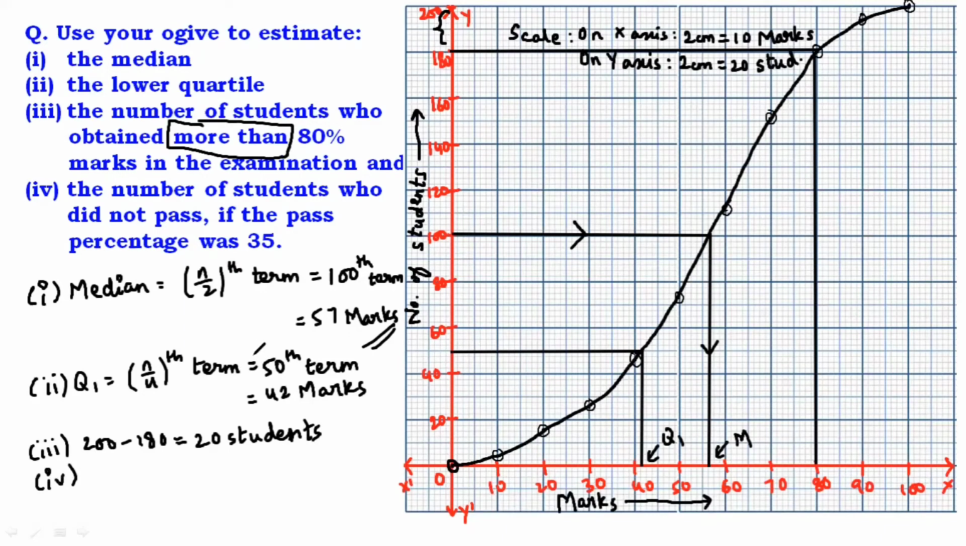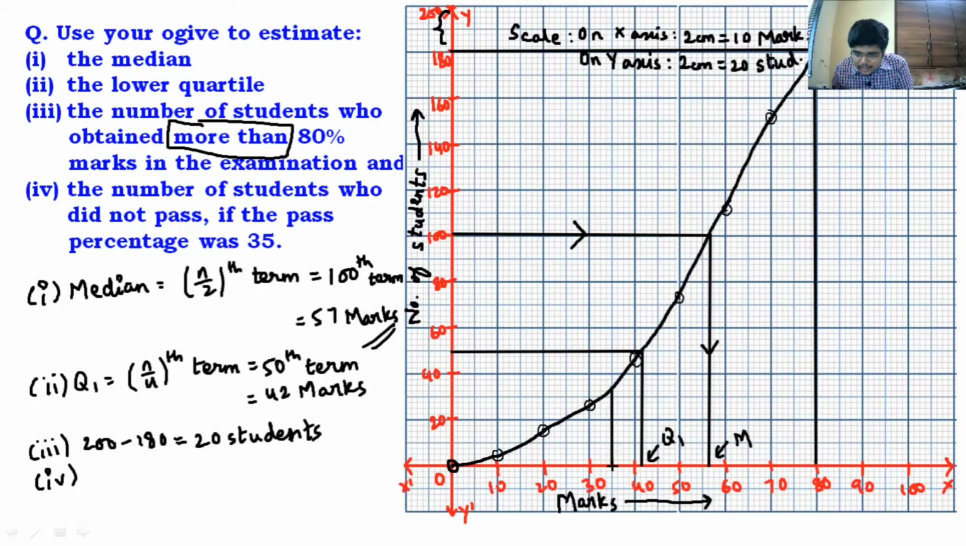Chalo, we'll move to the fourth one. The number of students who just did not pass. Oh man, I feel poor for them. So for students who did not pass, if the passing percentage was 35, then 35% of 100 will be 35. So we'll start from 35 on the x-axis.